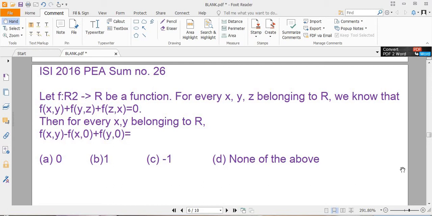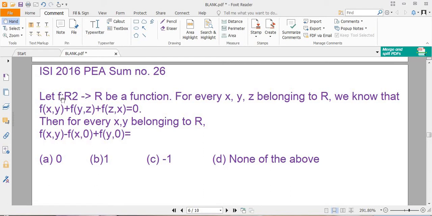Now today we'll be looking at a particular sum. So we'll be looking at the ISI 2016 PEA Sum number 26. So let's first see what the sum is all about. While reading the sum, we find that we have a function f. Let f be a function which maps R2 to R.